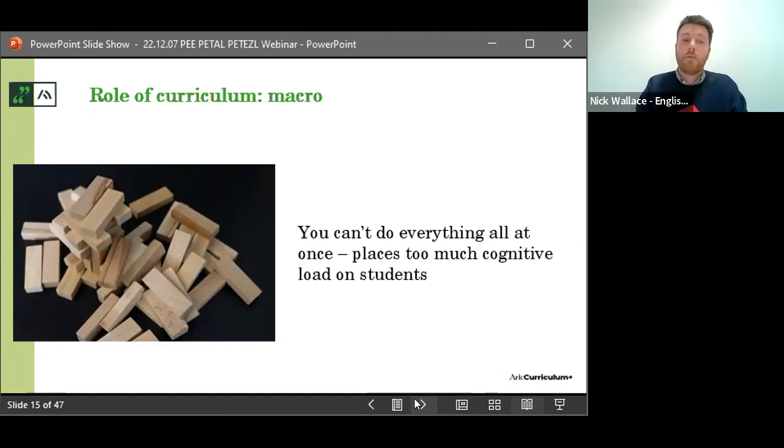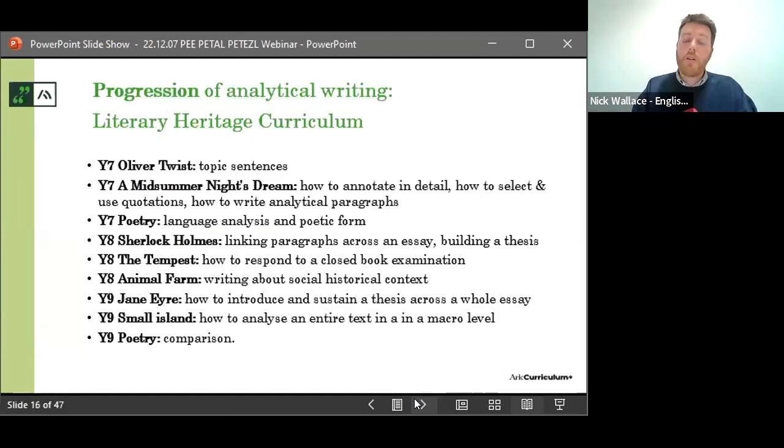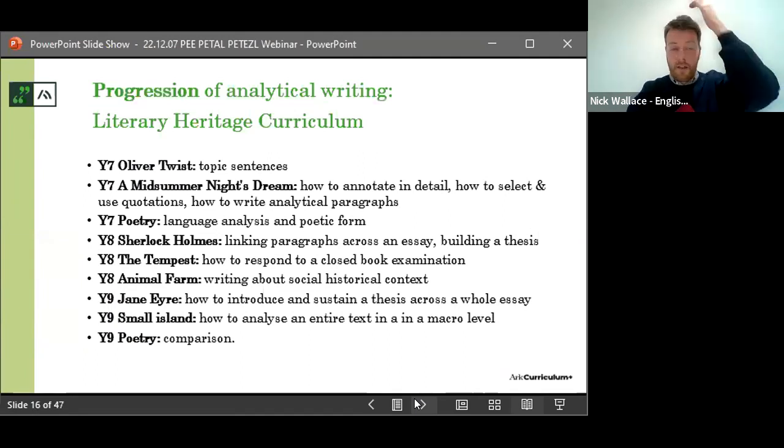So what's the way out then? If we can't do everything all at once, what is the solution to that? I'm going to talk you through how we approach the gradual layering of those analytical skills in the English Mastery curriculum, in our Key Stage 3 English curriculum. The texts in bold are our core curriculum texts. So I'll just talk you through those texts and some of the skills that we deliberately practise throughout.